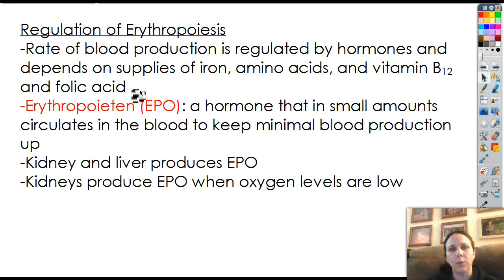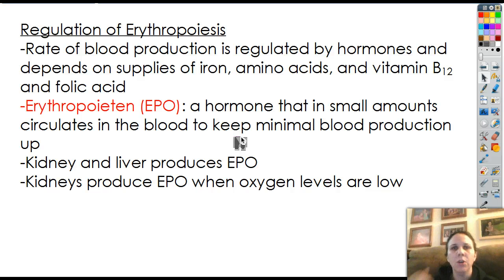So if you needed a recipe for making a red blood cell, this is what you would need: iron, amino acid, vitamin B12, and folic acid. There's a protein hormone called erythropoietin, EPO for short. It's a hormone that in small amounts will circulate in the blood to help keep a minimal amount of blood going. So if you're a healthy individual, you make a certain amount of blood cells a day.